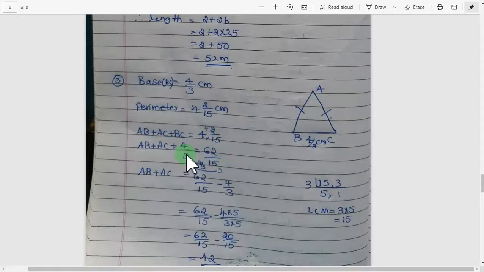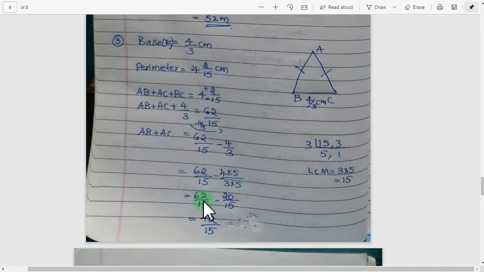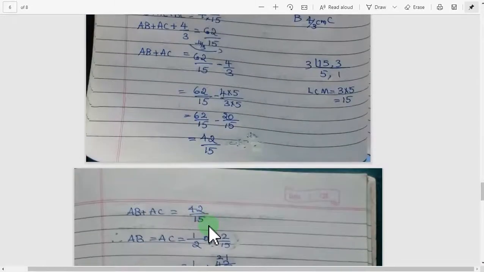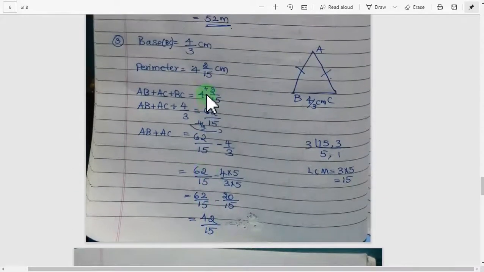Next, as usual simplification, take the number to the other side, then take the LCM. You will get 15 as the LCM. So make the denominators equal, then subtract. You get 42 by 15. So what is this 42 by 15? This is not the answer. It is the sum of the lengths of AB and AC that we got. But we have to find the lengths of AB and AC separately.